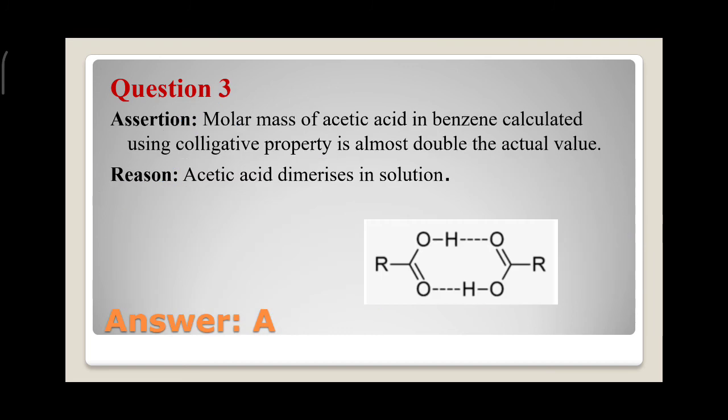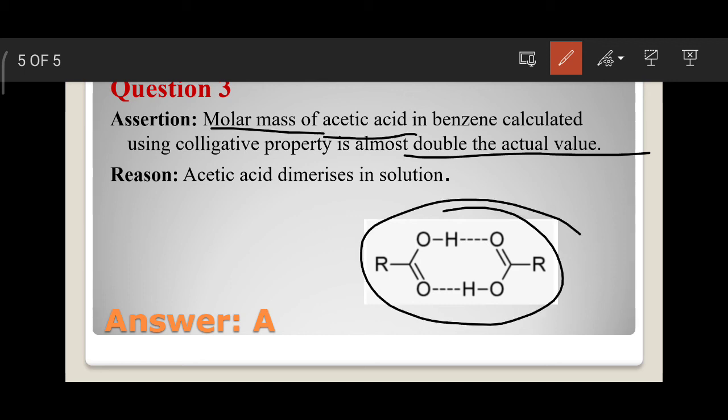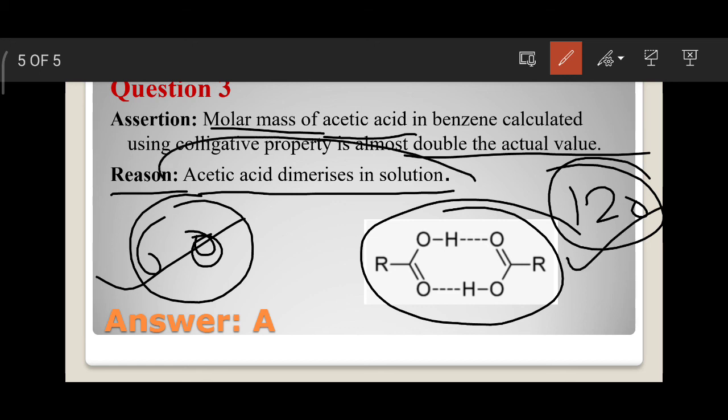Coming to the next question, the assertion is: the molar mass of acetic acid in benzene, calculated using a colligative property, is almost double the actual value. They are saying that while calculating the molar mass of acetic acid, we get double the molecular mass. We already know the molecular mass of acetic acid is 60, so double means we get 120 grams per mole. What is happening there? The reason is: acetic acid dimerizes in solution. If one unit has molecular mass 60, then double gives 120.